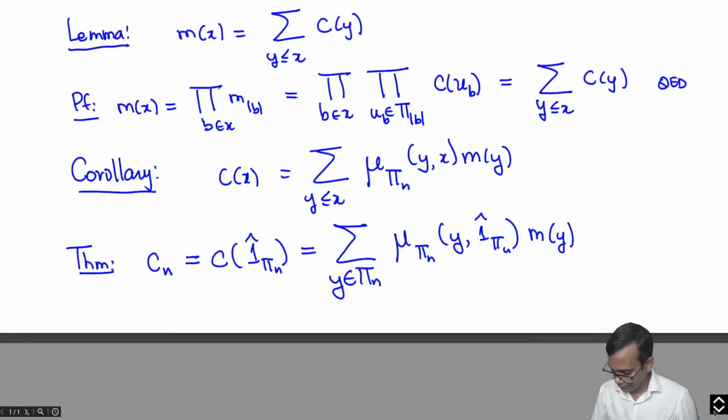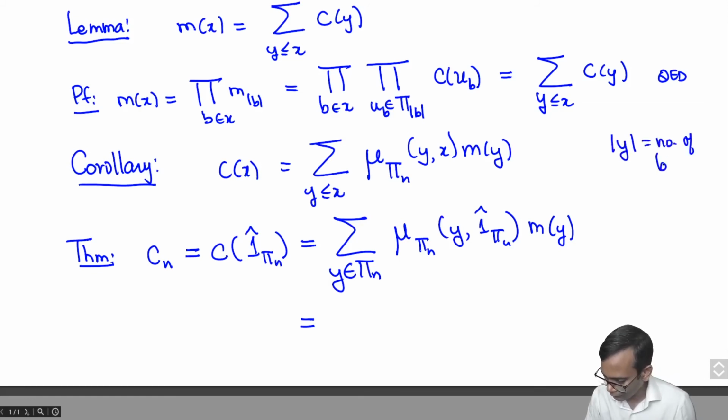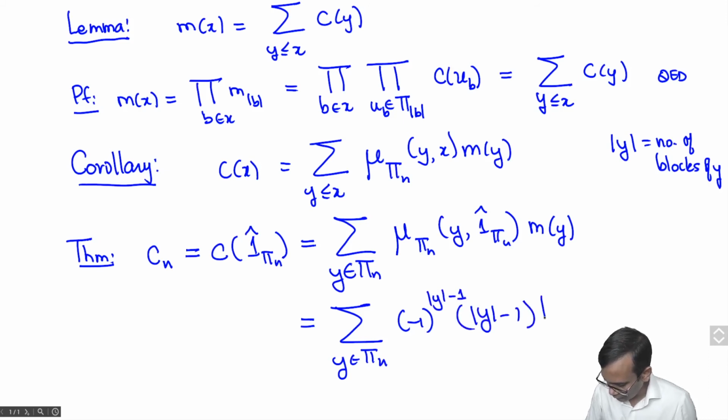I can write this further as follows. If you look at the interval from Y to 1-hat in Pi_n, it only depends on the number of blocks of Y. If I denote by this the number of blocks of Y, then this is the summation over Y belonging to Pi_n, and this Möbius function is going to be (-1) to the power of (number of blocks of Y minus 1), times (number of blocks of Y minus 1) factorial, as we saw in the last lecture, times M(Y).